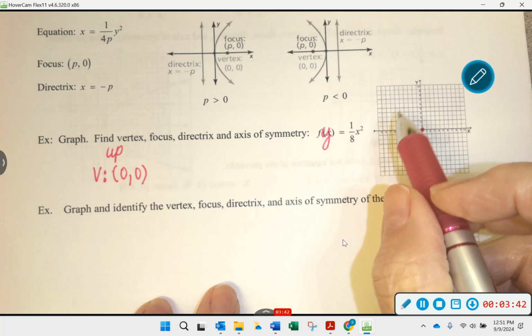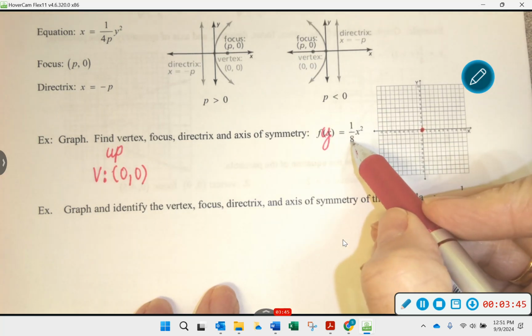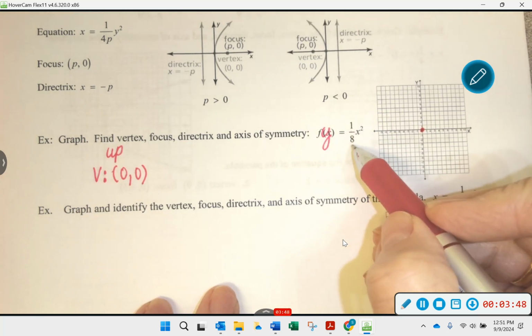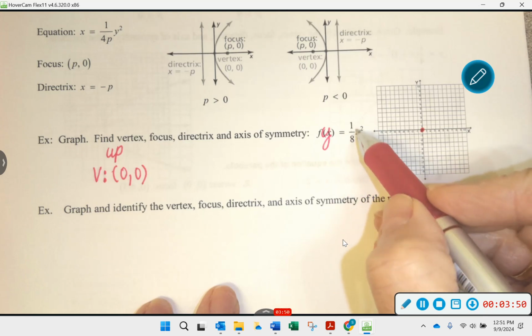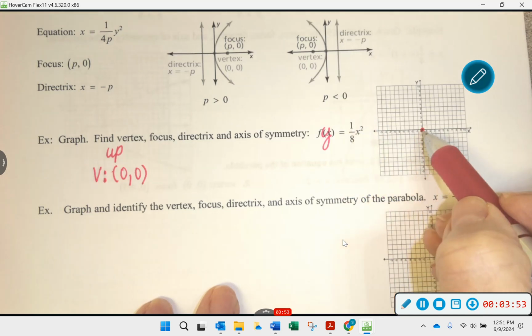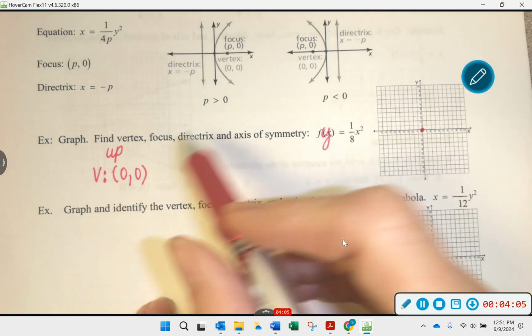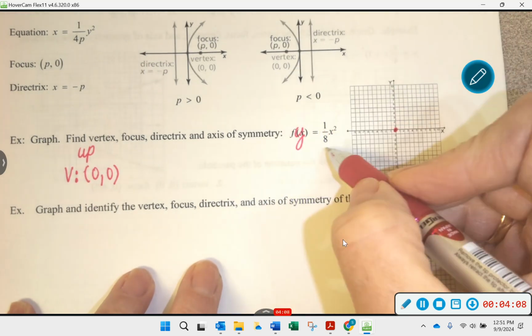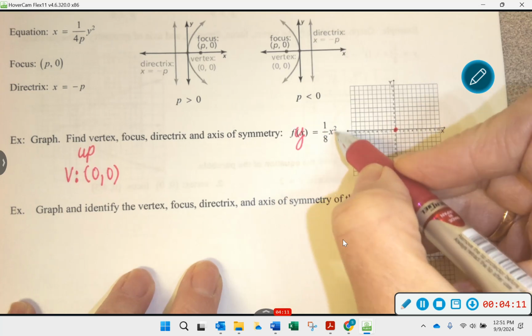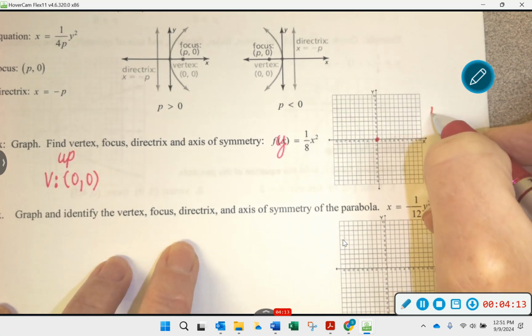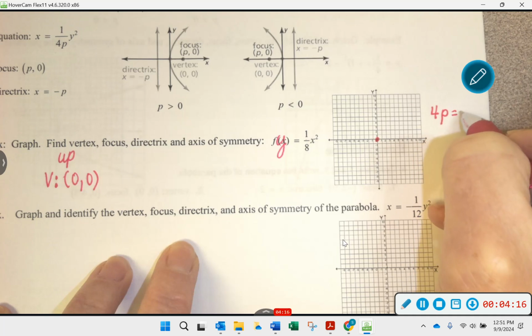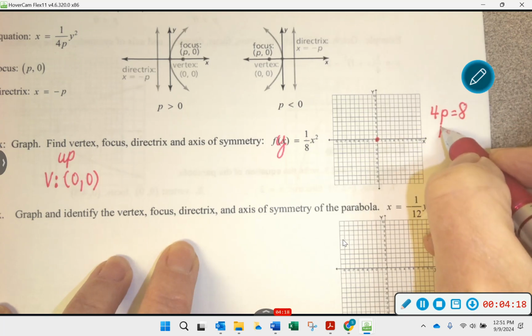All right, here's the new part. 1 over 8. When I have this 1 over 8, this can be thought of as what we used to call a. So it would mean I would go out 1 unit and up 1/8 of a unit. Isn't it pretty hard to do, go out 1 unit and go up 1/8 of a unit? That's hard to do. So instead, we're going to use this p concept. Whatever's in this denominator, that's going to be 4p. So I'm going to say 4p equals 8. So what is p going to equal then?